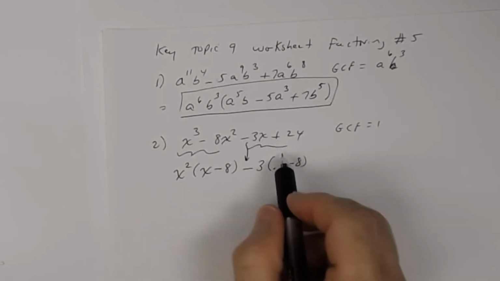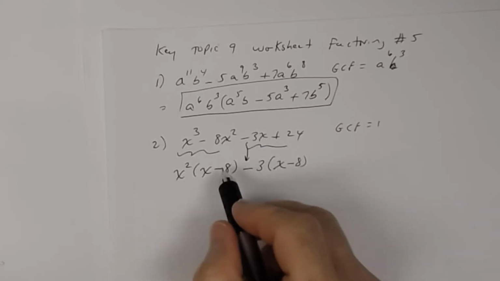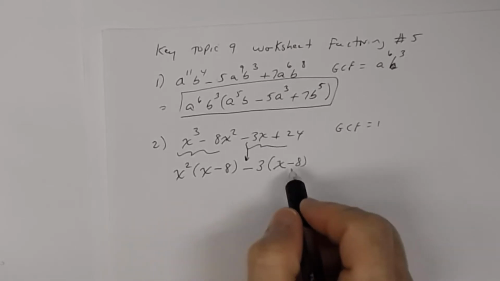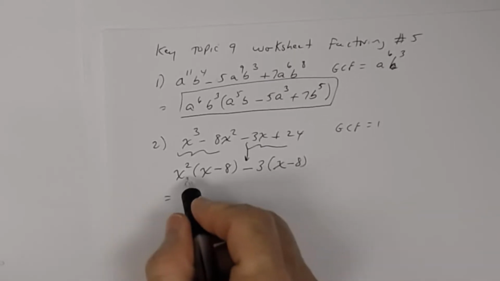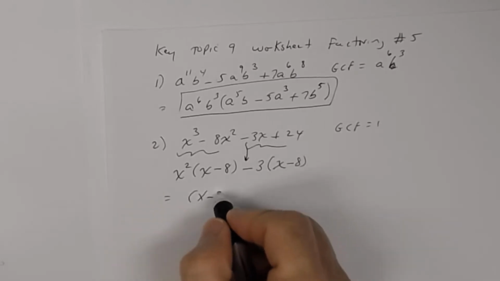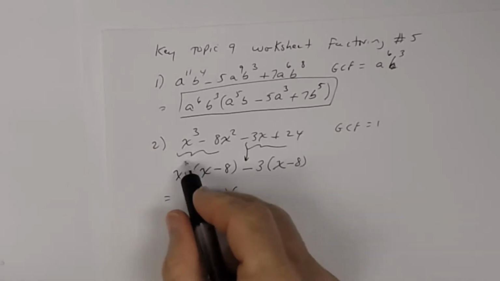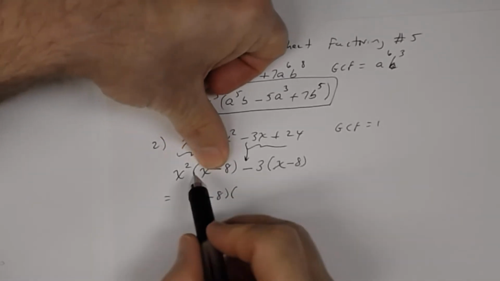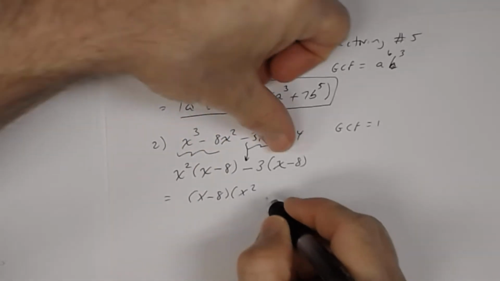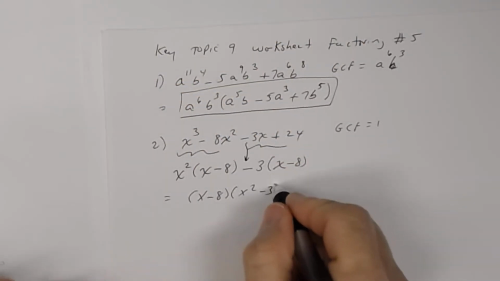If this is factorable by grouping, you will notice that what's inside the parentheses will be the same. So now what you're going to do is factor out the x minus 8. So I get x minus 8 times, and I'm left with, see, when you factor out the x minus 8, you're left with x squared, and then minus 3. And so there's your answer.